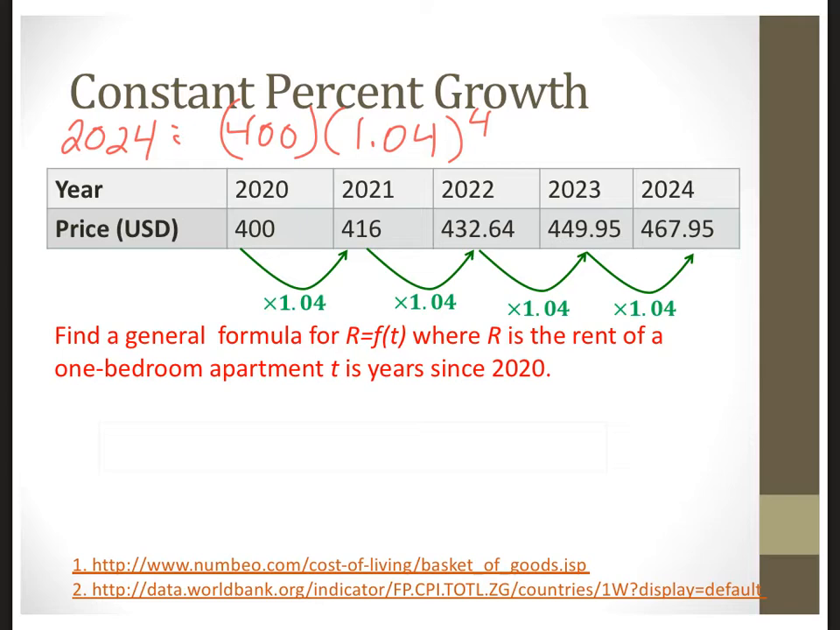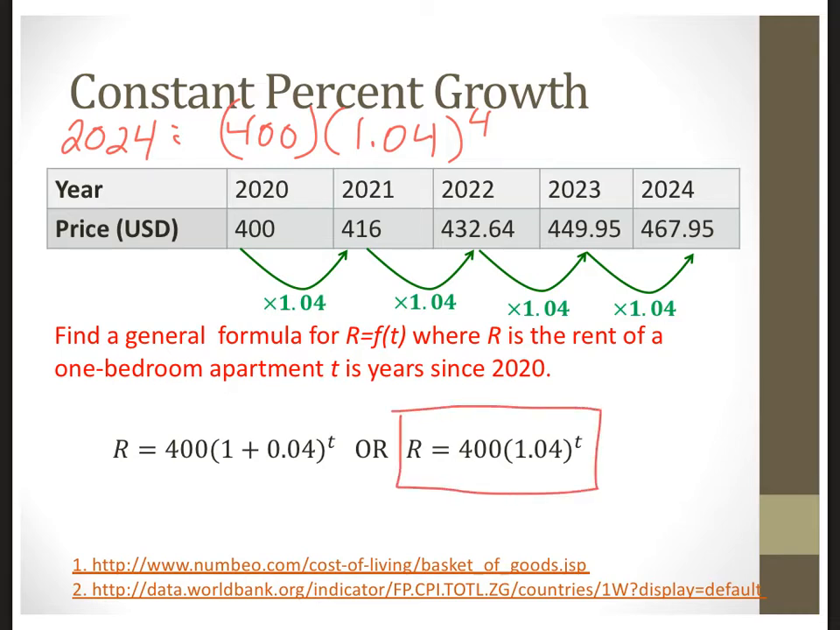So in general, in t years from now, that means we can generalize this pattern, and that would have a formula which looks like R is equal to 400 times 1.04 to the t, right? So every year that goes by, we multiply by another factor of 1.04. So here is our model for the rent in Sao Paulo as a function of time t years from now. And this is our first exponential model.